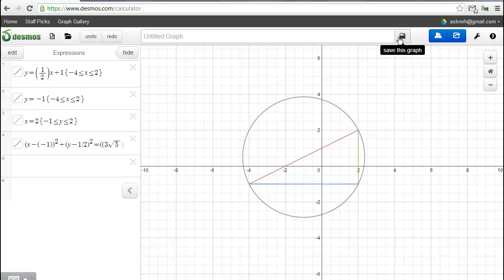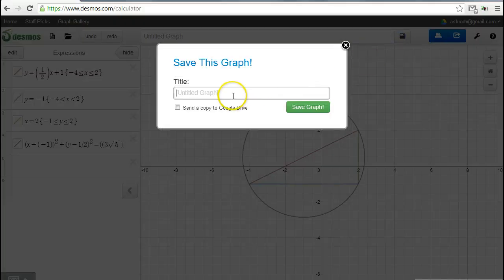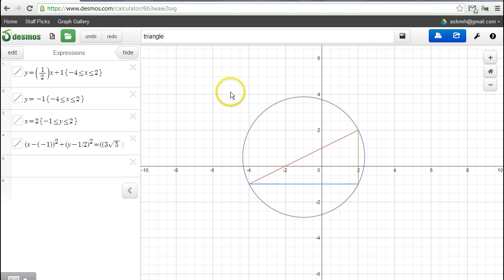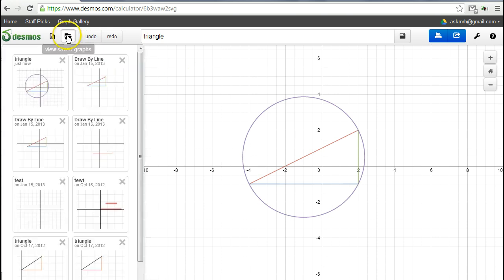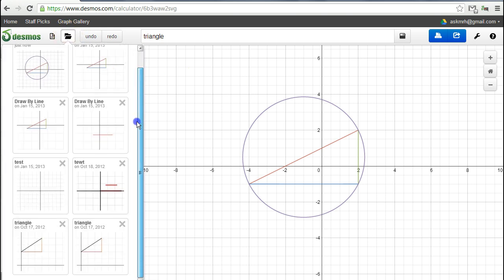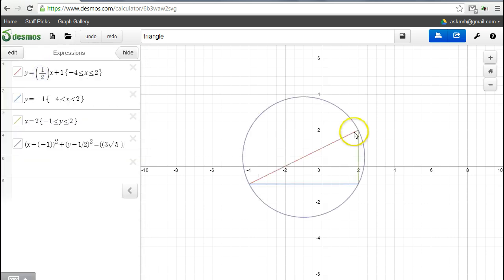Is that okay? So when you save, I'm going to title it. What should I title it? Triangle. Okay, and you see my folder here? I have a whole bunch of them, but you see my triangle just now? It's right there. So make sure you save. Otherwise, if you do all your work and you don't save, it's not there. Does that make sense?